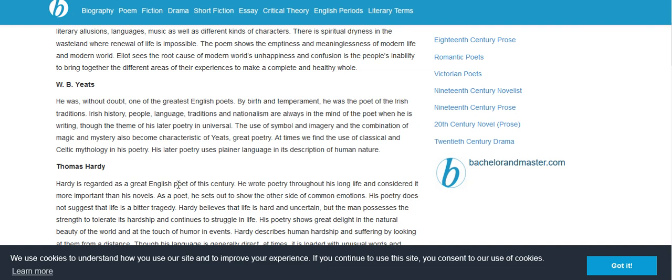The use of symbol and imagery, symbolism, and the combination of magic and mystery also become characteristic of Yeats, who is a great poet. At times we find the use of classical and Celtic mythology in his poetry. His later poetry uses plainer language in his description of human nature.